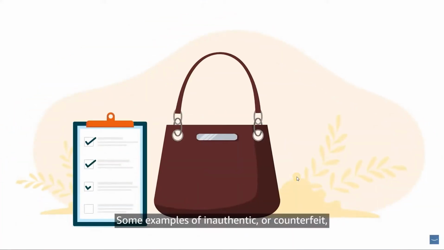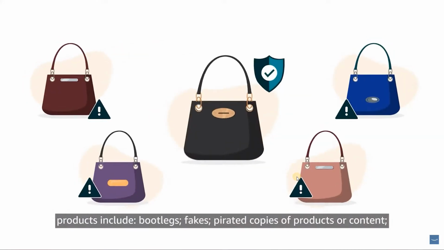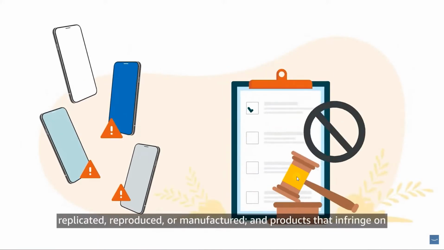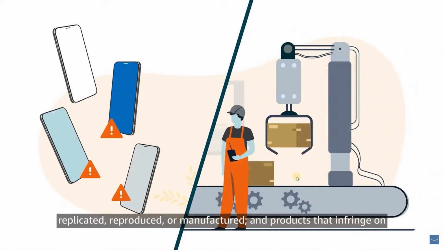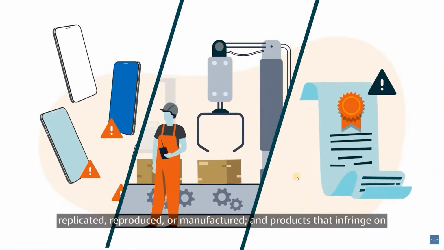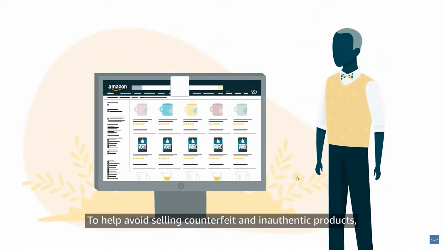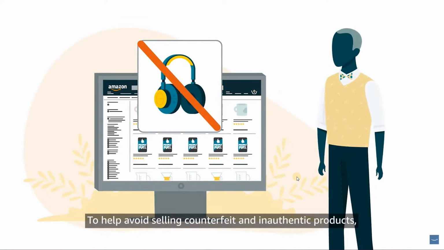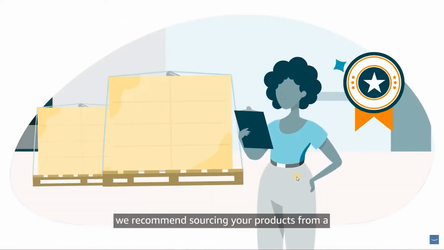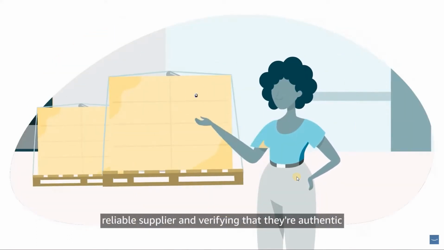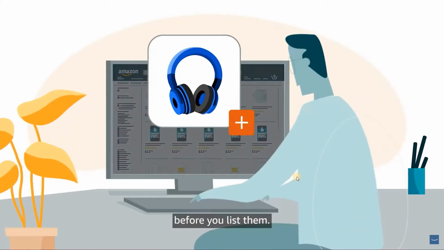Some examples of inauthentic or counterfeit products include bootlegs, fakes, pirated copies of products or content, products that have been illegally replicated, reproduced, or manufactured, and products that infringe on another party's intellectual property rights. To help avoid selling counterfeit and inauthentic products, we recommend sourcing your products from a reliable supplier and verifying that they're authentic before you list them.